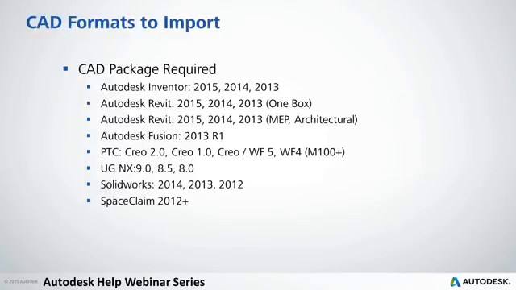The next couple of slides, basically, where can you bring in a model? Some CAD formats you can import. This first slide shows the CAD packages that you would need to have installed on your computer to be able to import the model. This would be Autodesk Inventor, Autodesk Revit, Autodesk Fusion, PTC Pro/E, Creo, UG NX, Unigraphics, SolidWorks, and SpaceClaim. So for those, you would need to have the CAD package software installed on your machine.